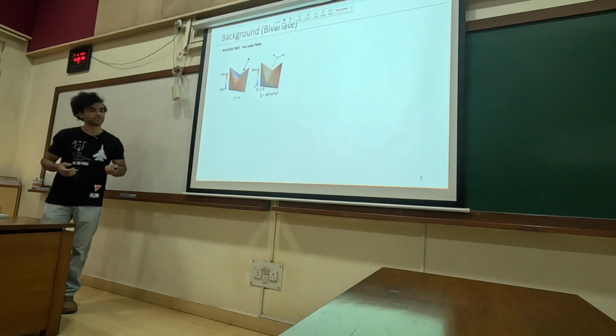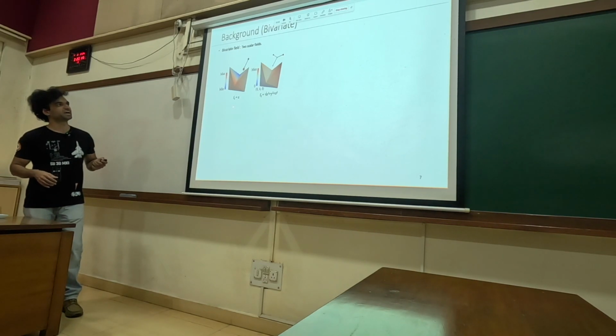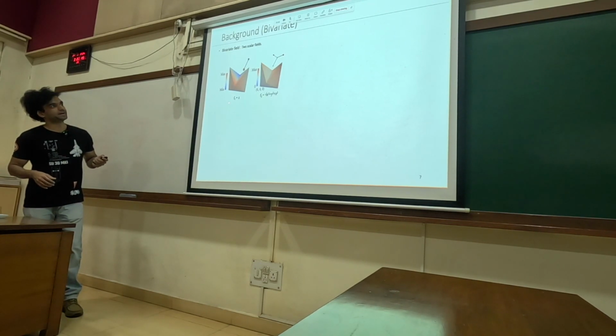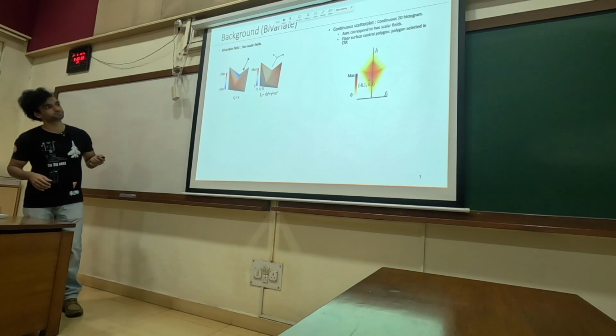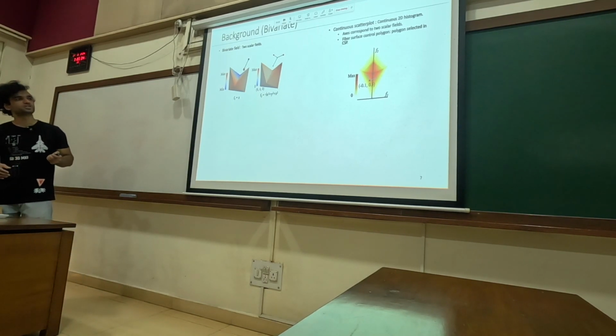Coming to the bivariate terminologies, if we define more than one field over the spatial domain, then we call it a bivariate field. In this toy dataset, we have defined one field as the z-axis and one field as the distance from the origin. And in the inset, we have shown the contour trees corresponding to both the fields. A continuous scatter plot is a continuous two-dimensional histogram where the x-axis represents one field we are considering and the y-axis represents the other field.